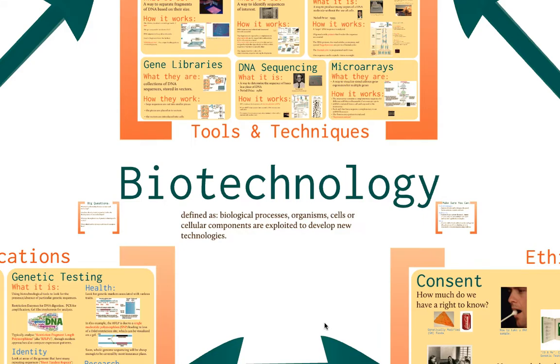This is Chapter 20. So let's define it first. Biotechnology is defined as biological processes, organisms, cells, or cellular components that are exploited to develop new technologies. So we're going to take a look at some of the tools and techniques as well as the applications. And your job is to have a conceptual understanding of how these things work. So I'm going to be highlighting a few that are going to be most important for you.